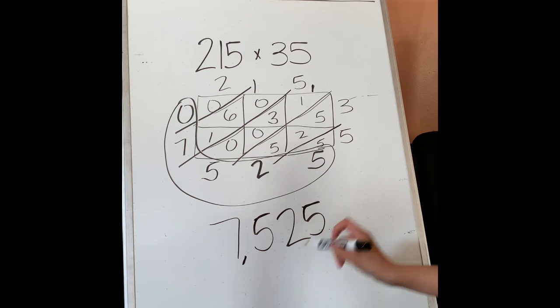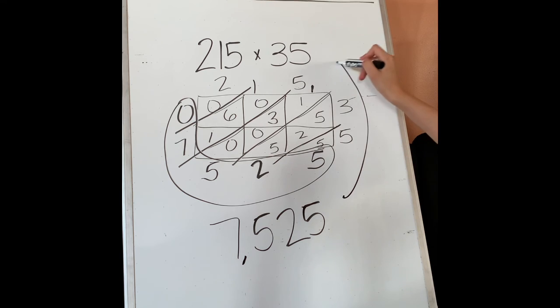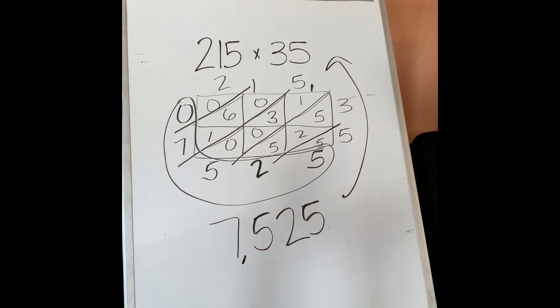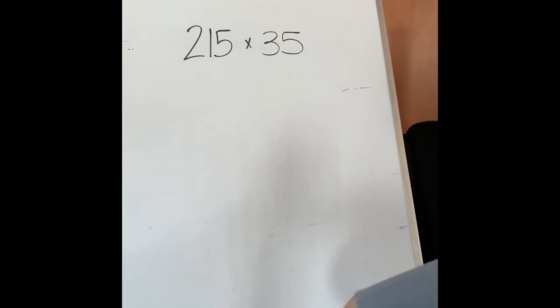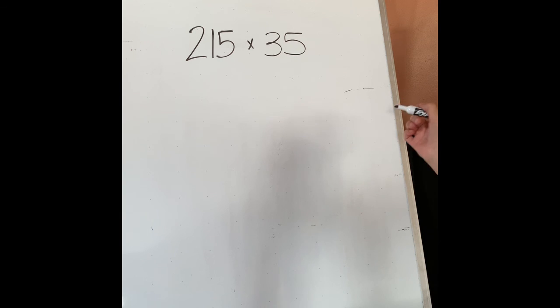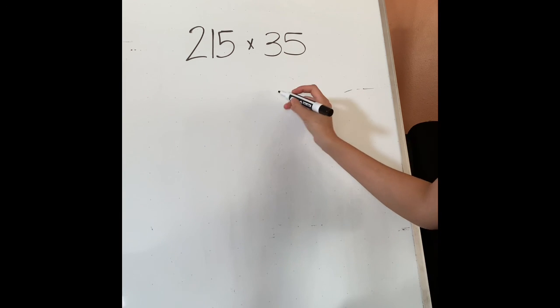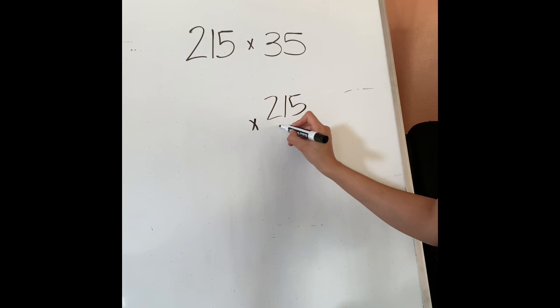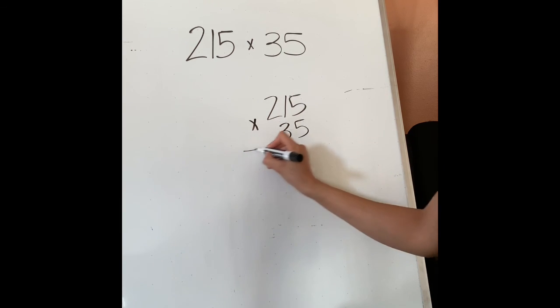7,525 is the product to 215 times 35. So once again, after we did our lattice multiplication, just in case you want to double check again, you can always do it the old-fashioned way. So you set up your problem how you regularly would, and you would just start to multiply.